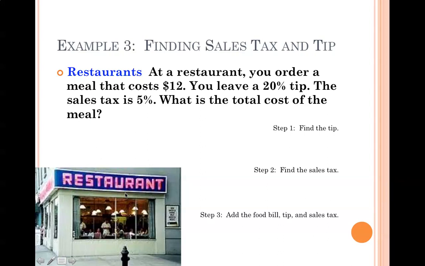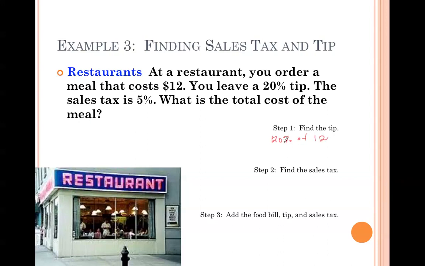All right, example number 3, finding sales tax and tip. At a restaurant, you order a meal that costs $12. You leave a 20% tip. The sales tax is 5%. What is the total cost of the meal? All right, step number 1, we're first going to find our tip. So we have 20% tip of our cost of our meal, which is $12.